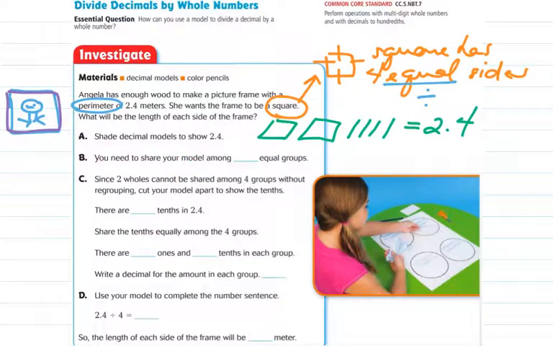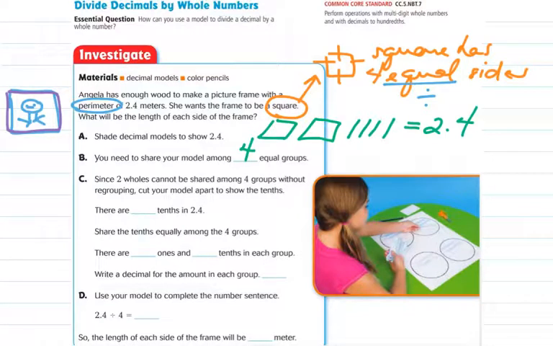Now if we go back into the original problem, we know that the perimeter of each frame needs to be 2 4/10 meters. However, we know that a square is a 4-sided shape, so we're going to have to divide up our total amount of wood by 4 because each side of the frame needs to be covered. Otherwise, our picture would fall through. So we would say that it's going to be shared between 4 equal groups.